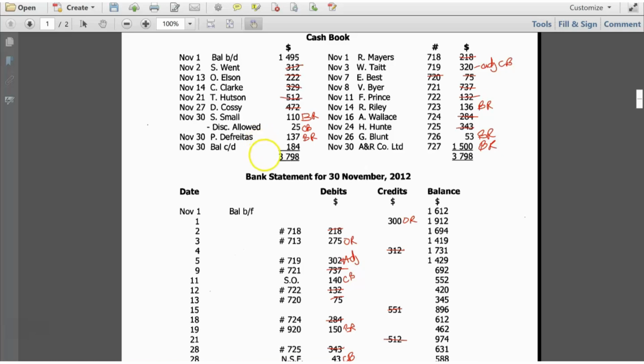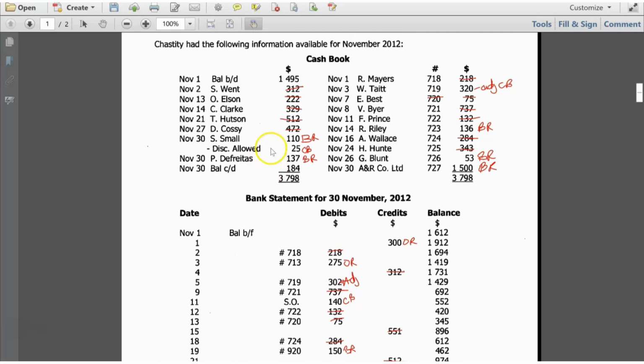The next thing to note is that the balance carried down on the debit side of the cash book would be reported as the balance brought down on the credit side of your updated cash book. And vice versa, if the balance carried down was on the credit side of your original cash book, when you're completing the updated cash book, it would be the balance brought down on the debit side. So that's the difference right there. We would always use the balance brought down, whichever side that goes on. That is what we would start off with in our bank reconciliation.